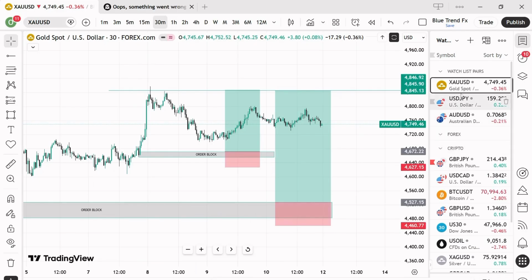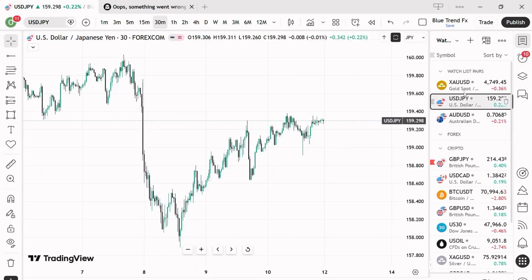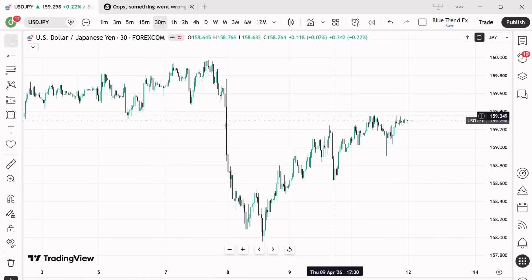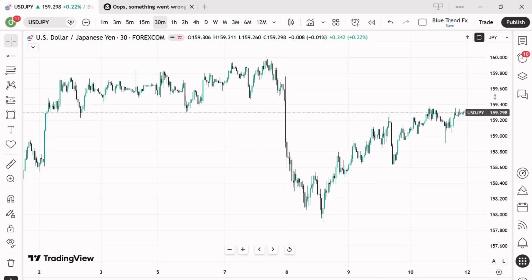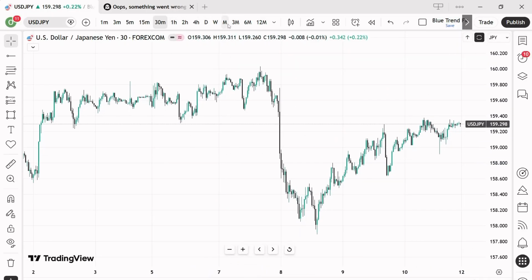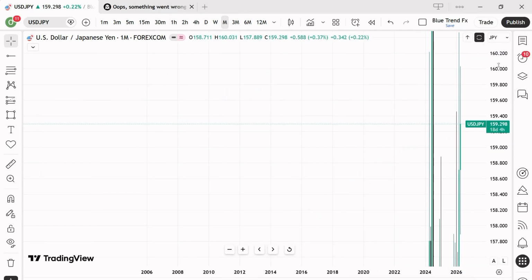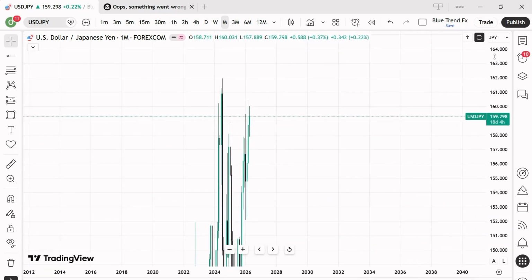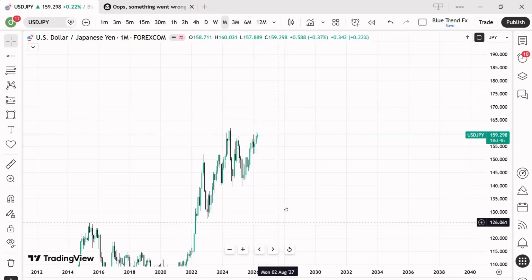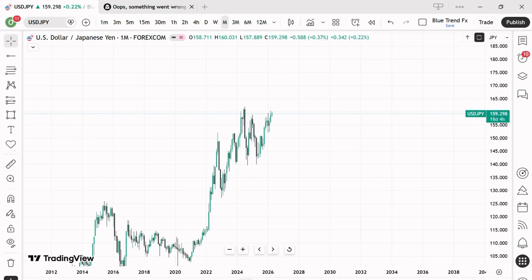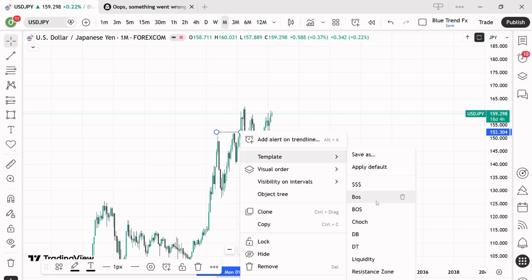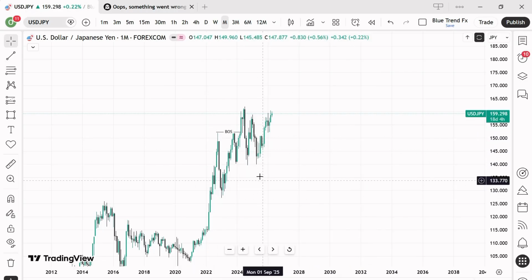So lastly, guys, I'm going to be analyzing USD JPY, and that'll be all that I'll be analyzing today. Let's start from monthly. Looking at monthly, we can see this is highly bullish.